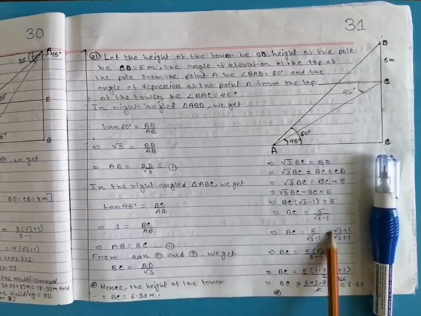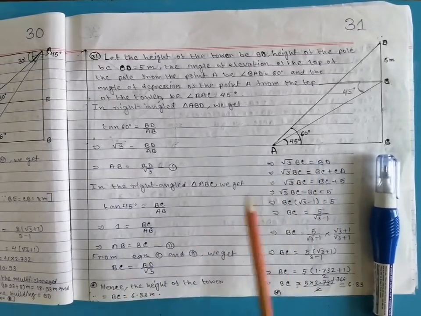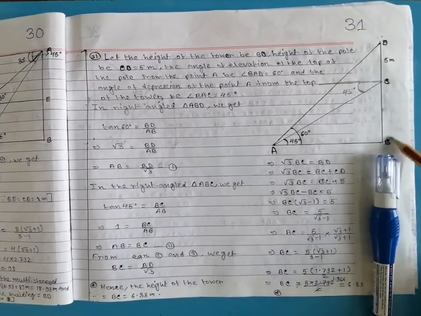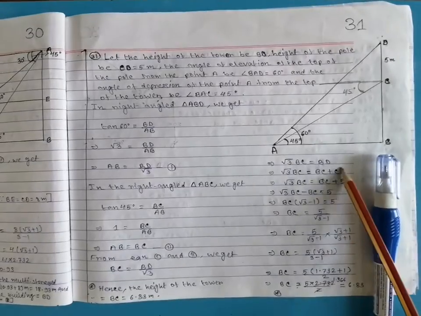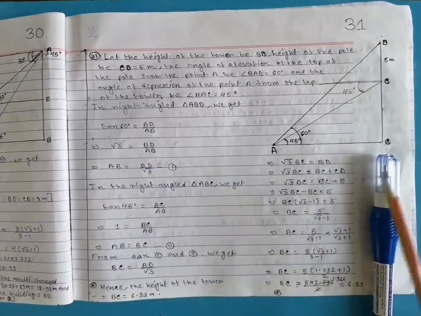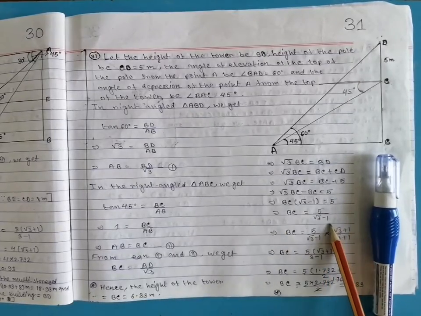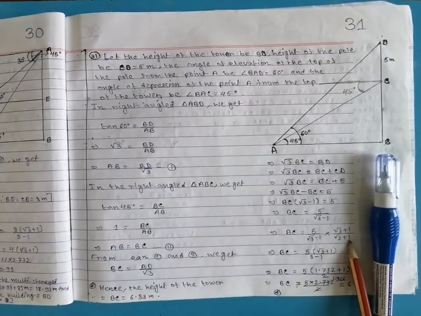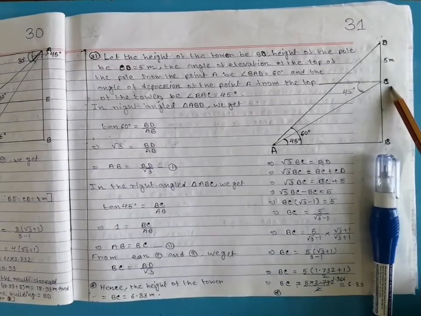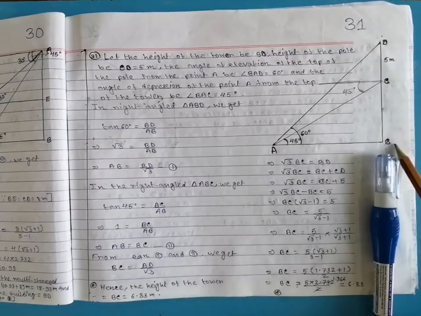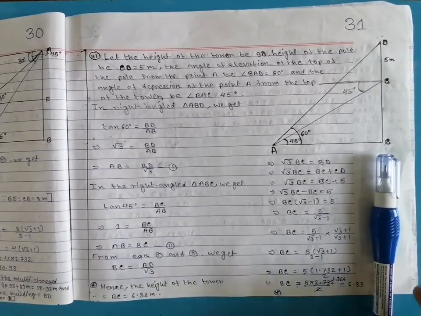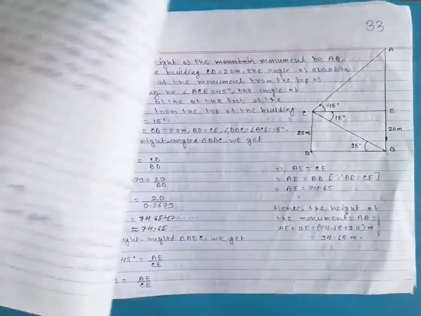Now root 3 BC equals BD, by cross multiplication. And BD equals BC plus CD. BC is not given, so we take BC to the left hand side, and CD is already given as 5 meters, so write 5 meters. So BC equals 5 upon root 3 minus 1. Do rationalization of the denominator, then BC will be equal to 6.83. BC is the height of the tower, so hence the height of the tower is 6.83.